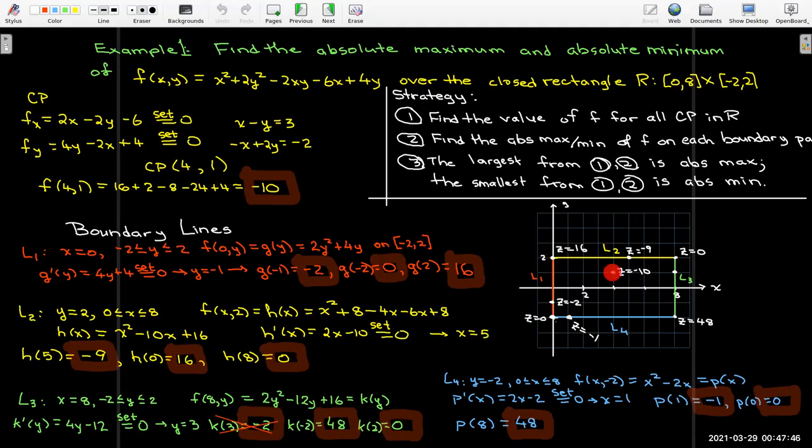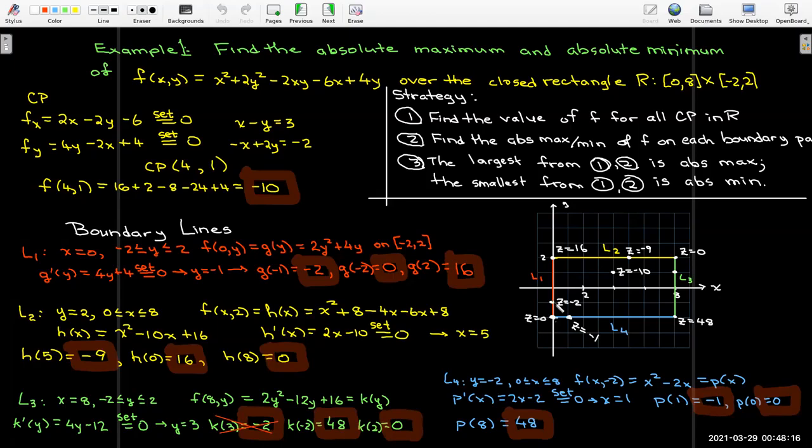This was our critical point, which was what? At 4, 1, z was -10. Here, this was g of 5, right? Or h of 5, I'm sorry, h of 5, the z value is -9. At this corner, it's 0. Down here, it's 48. At this value, it's -1. Here, it's 0. And here is -2.